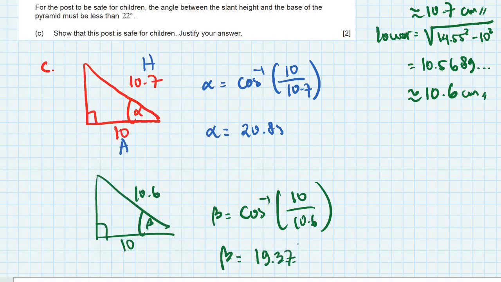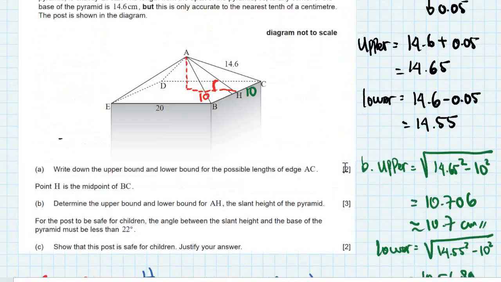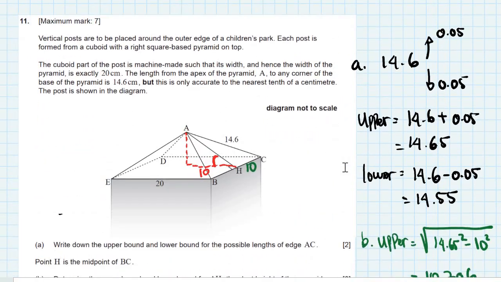19.37 degrees. Now, as both of them are less than 22, it is safe for children. You can just say it is safe. I think that's it for this question. I hope it helps you with this question. Thank you.